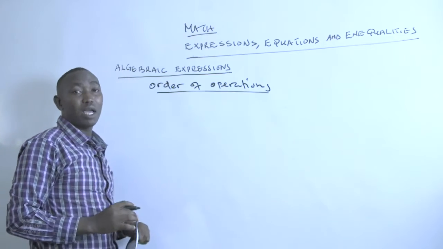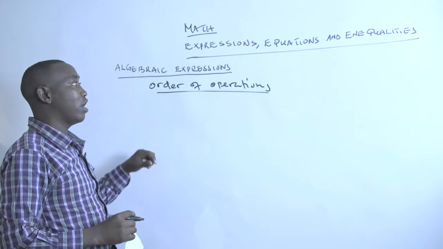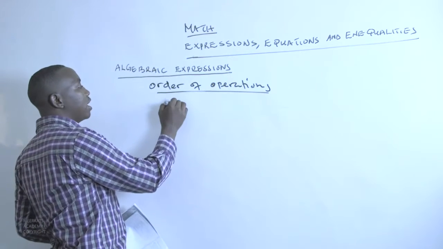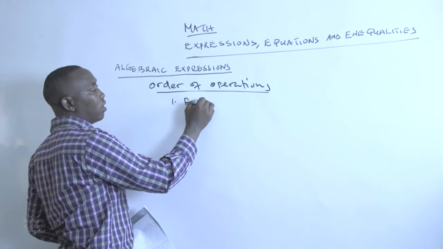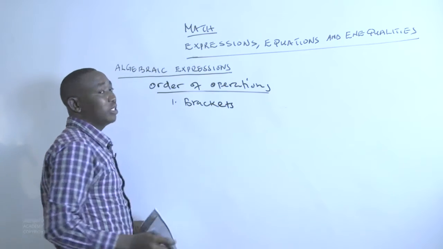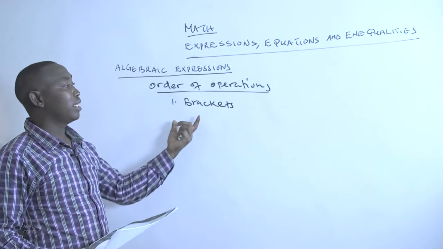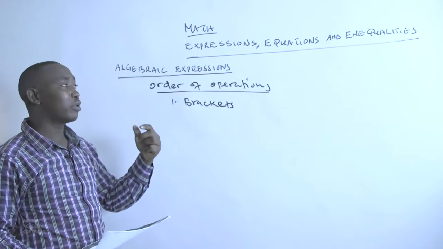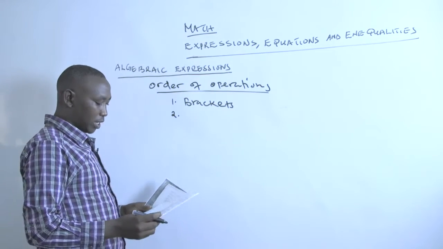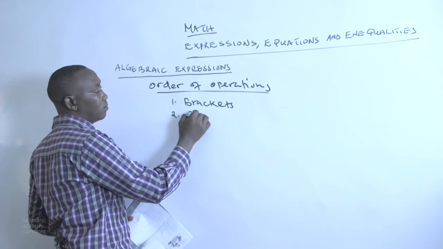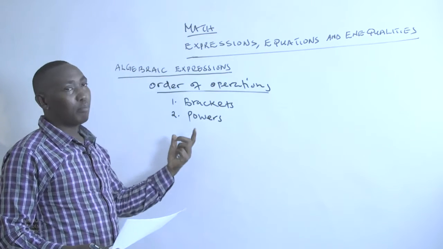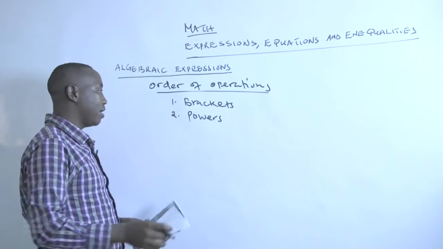We are saying that there's a particular order that must be followed whenever you are evaluating algebraic expressions. Number 1, we always begin with brackets. That means you evaluate what you have inside the brackets first before proceeding on. Number 2, you should consider powers. So if there's any term that has a power, you work it second.